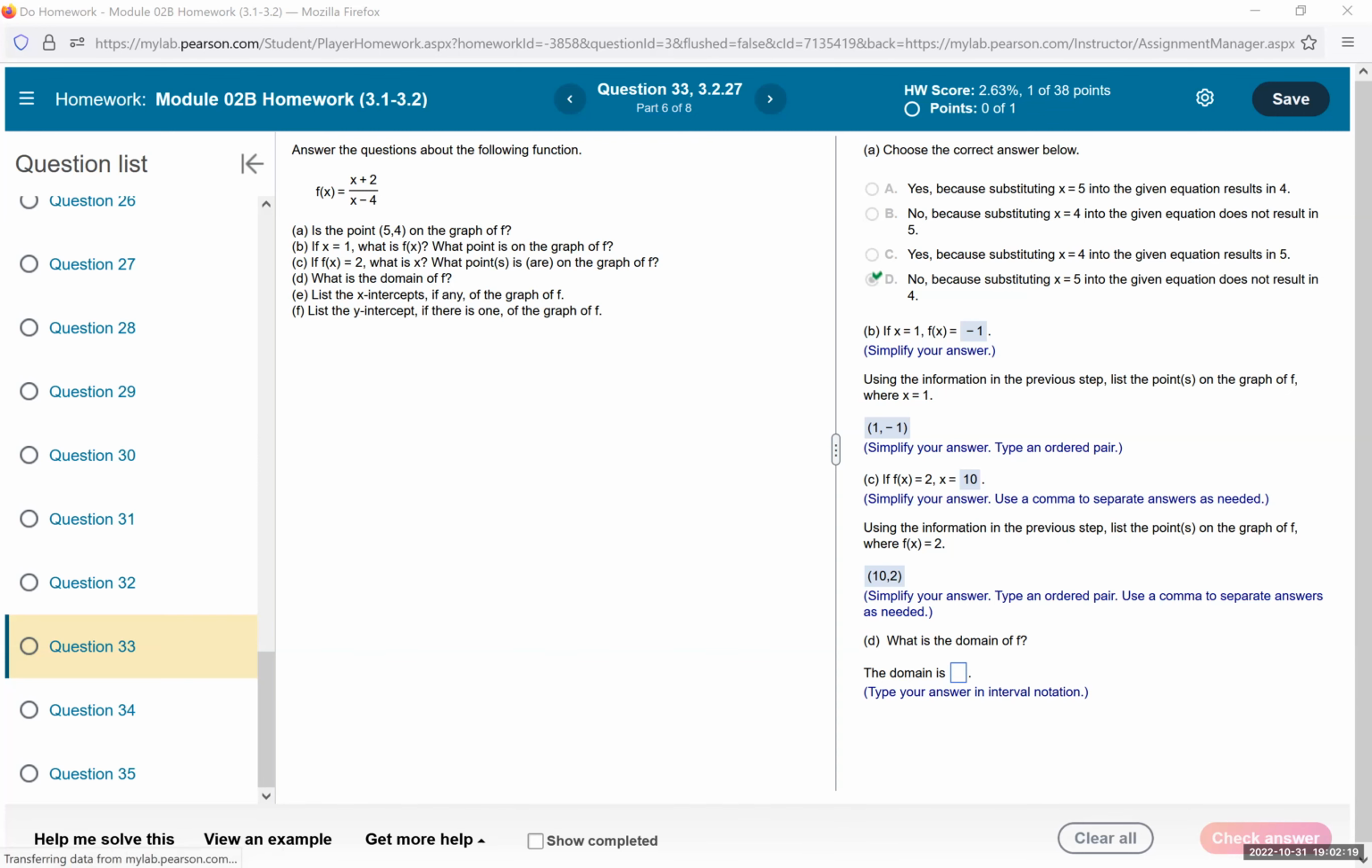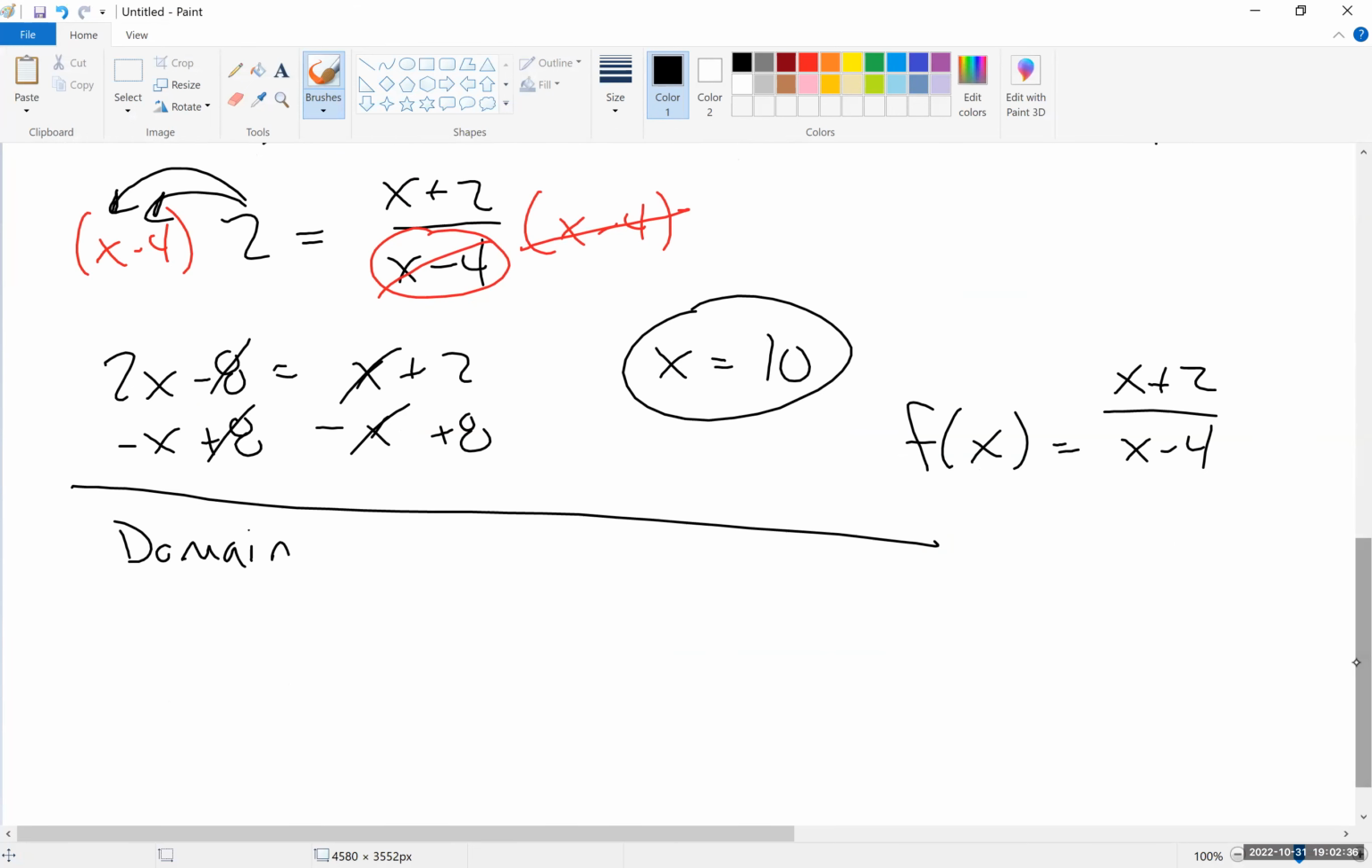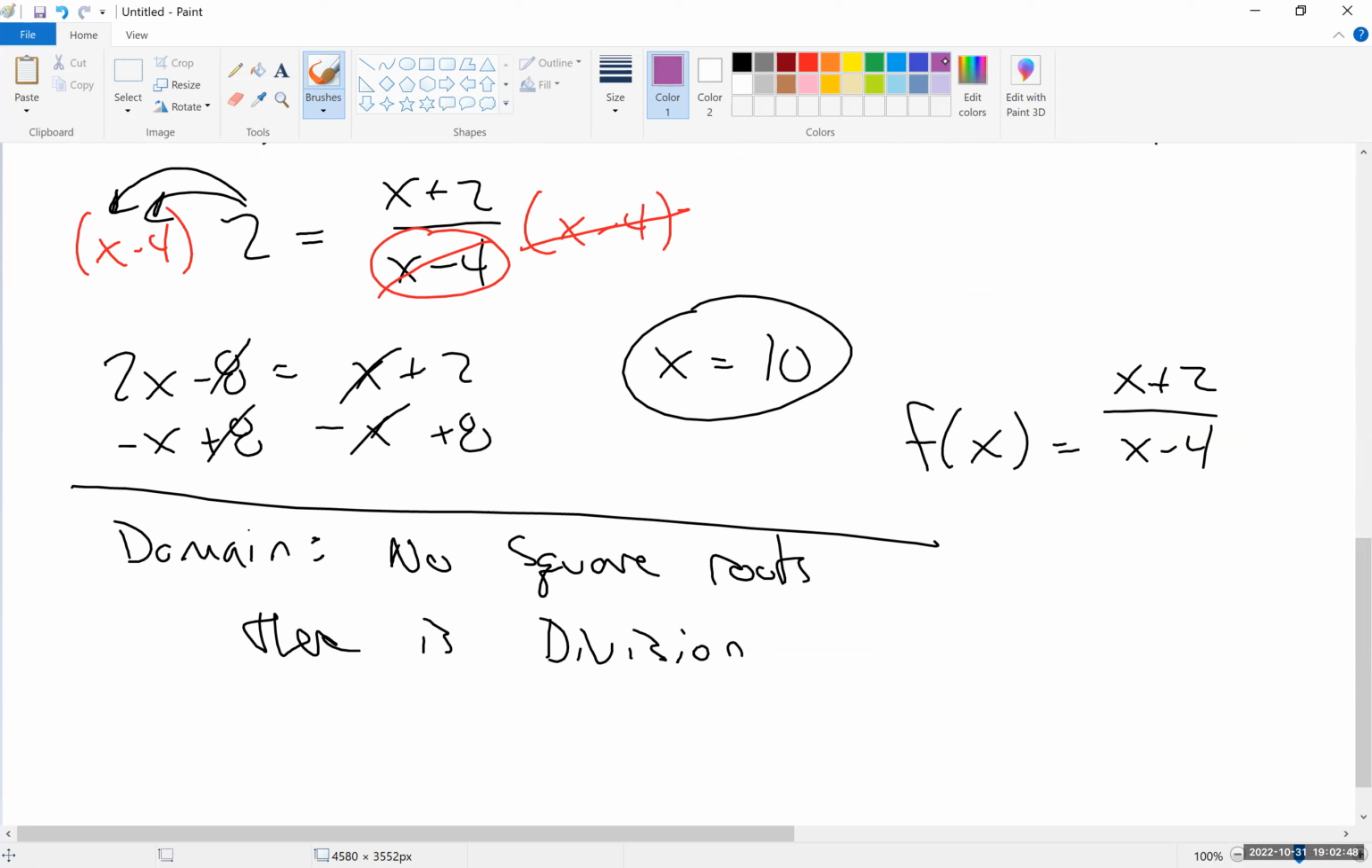All right. On the recording, we have the domain. So we have f of x equals, what was it? It was x plus 2 divided by x minus 4. To find the domain, this is great because there are no square roots. But there is division. What's the division? We have division by x minus 4. So x minus 4 cannot be 0.